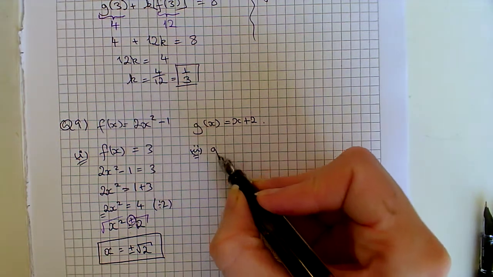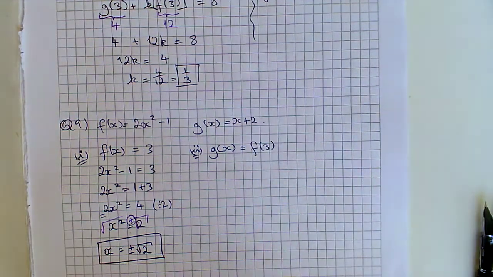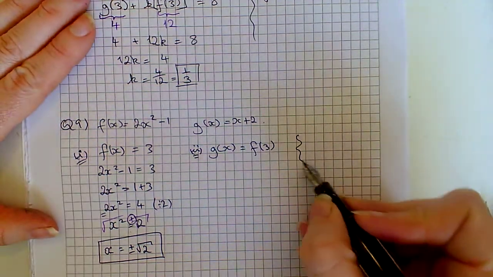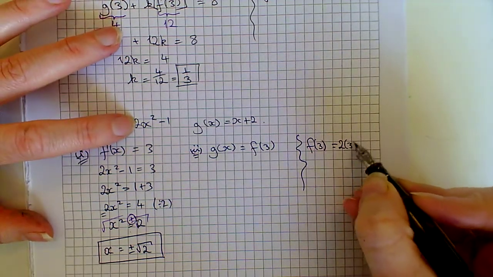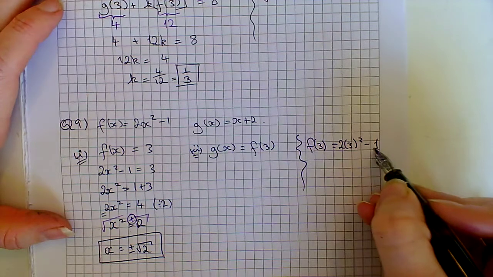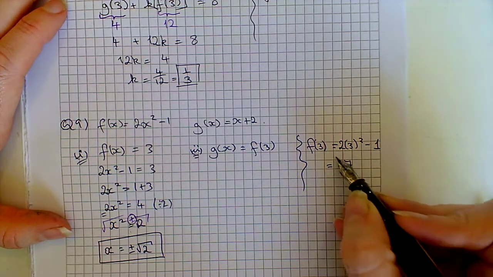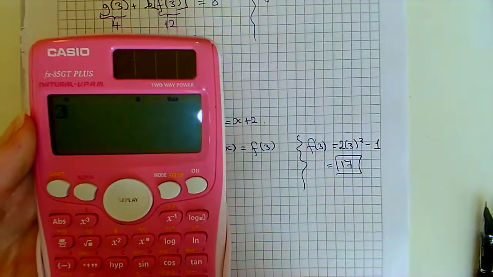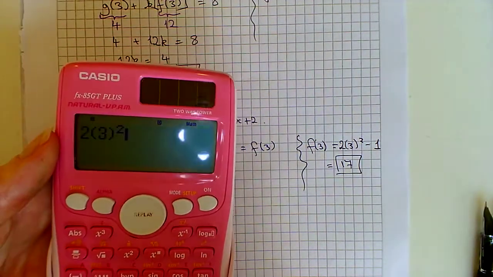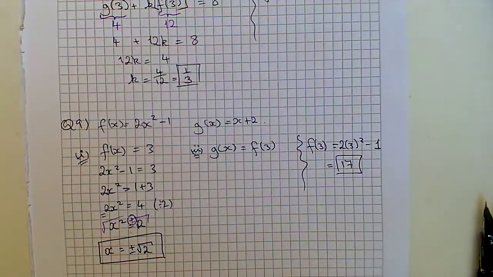Part 2, we're solving g of x equals f of 3. So before I even substitute into this, I'm going to work out what f of 3 is. That is 2 by 3 squared minus 1. I can just put that into my calculator in one go, and I get 17. Let me double check because I did that in my head. So 2 bracket 3 squared minus 1 is 17.